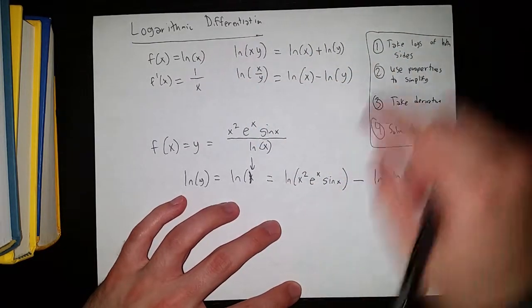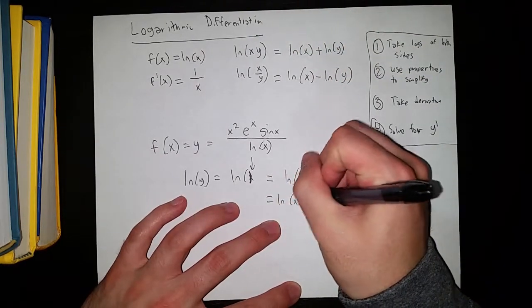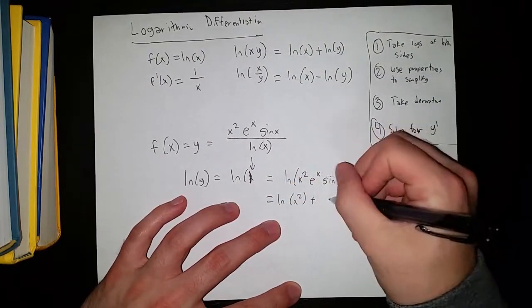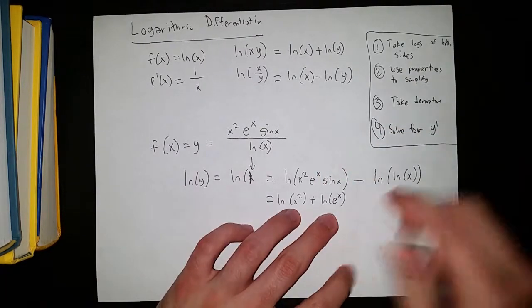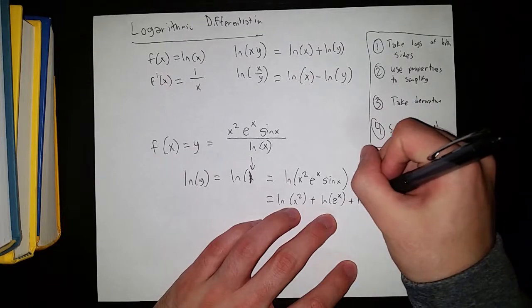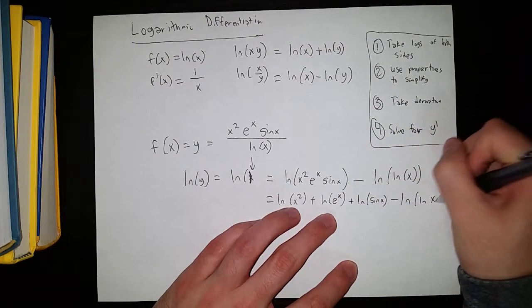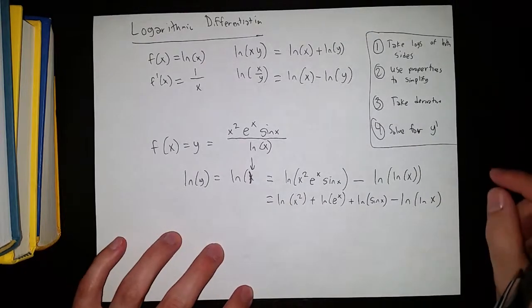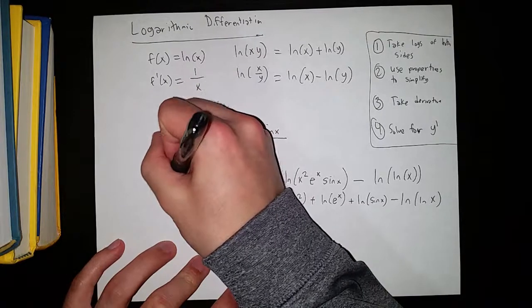And now there's a product, so let's apply this equation now. Natural log x squared plus natural log e to the x, and this is x, as we know, and the natural log of sine of x minus log of x. Okay, so that's step 1 and step 2.